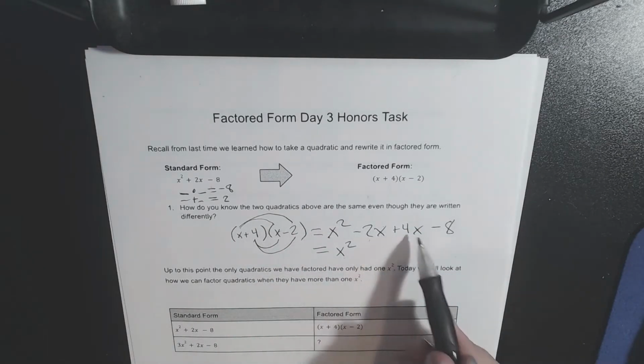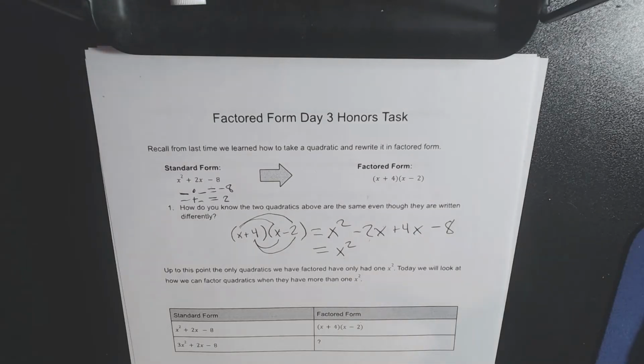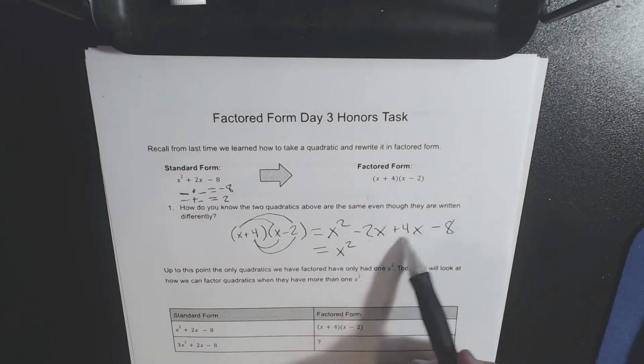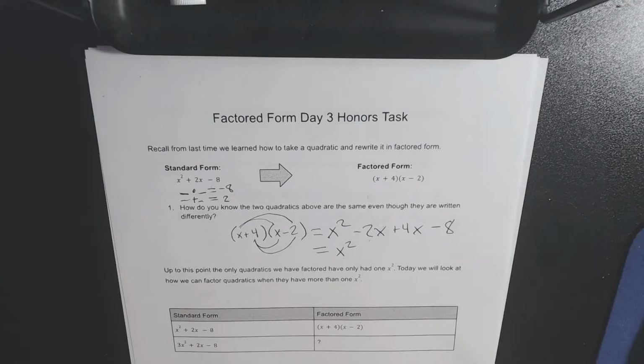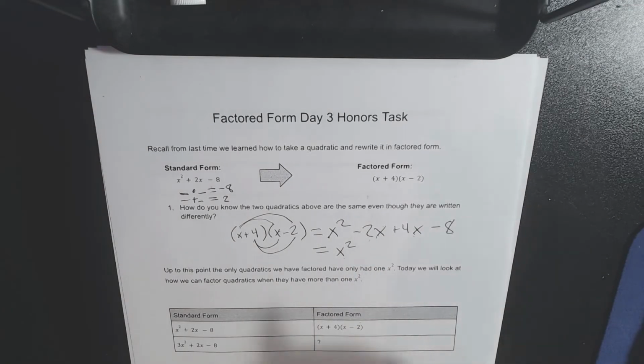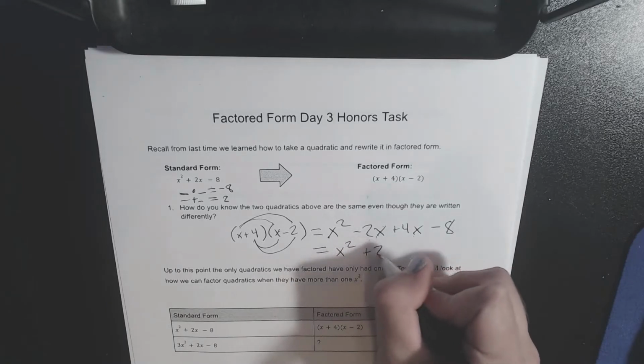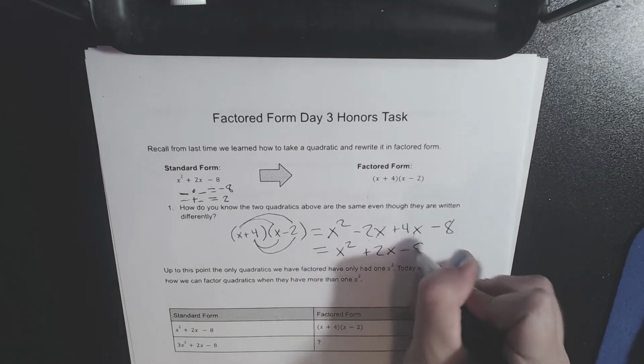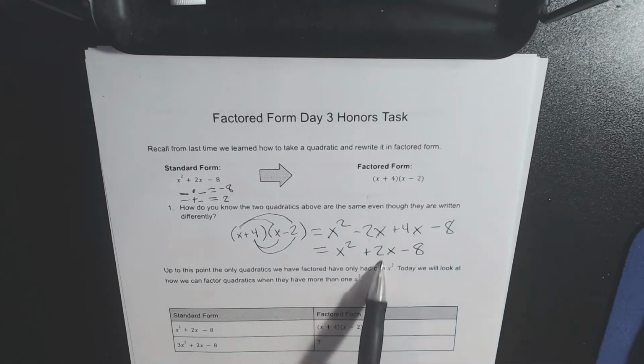We have a -2x and a 4x that we're going to combine together because those are like terms, right? Combine those up. -2x plus 4x will give us 2x, positive 2x, and then -8. And so you'll notice that's the standard form for that, okay? So these are the same thing, they're just written a little bit differently, okay?